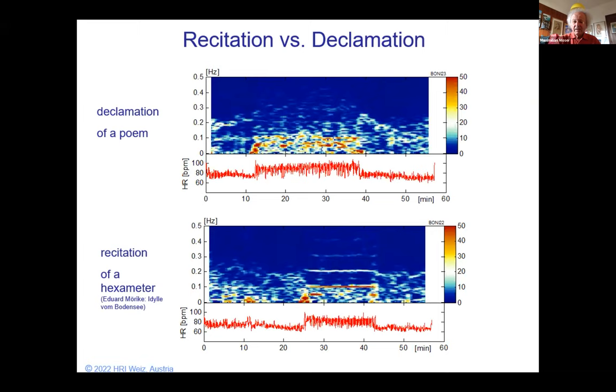The declamative poem was, "Licht ist alles, was ich fasse, Kohle, alles, was ich lasse." And the hexameter was, "Arma virumque cano Troiae qui primus ab oris." That's a Latin hexameter. I don't know the Mörike, but you can hear that it's quite regular, quite rhythmic. And you see that the effect on these heart rhythms is quite different, whereas you have here a more stochastic representation, so an activation of the sympathetic nervous system.